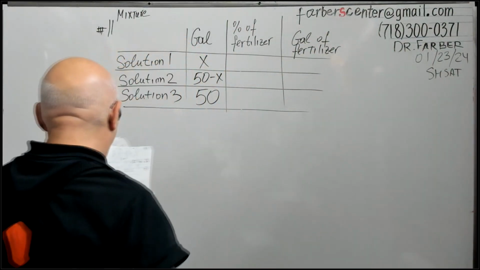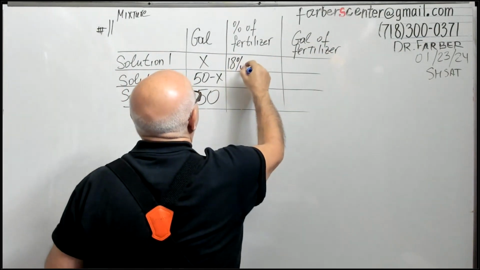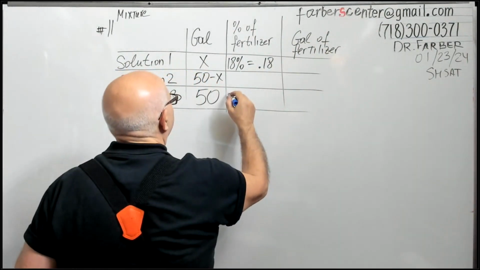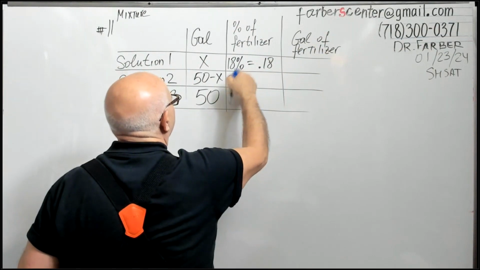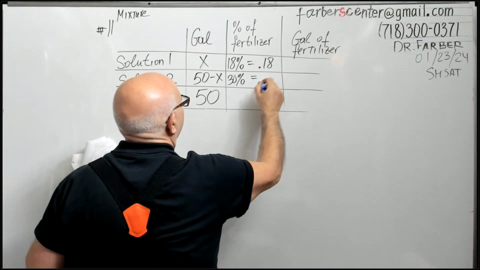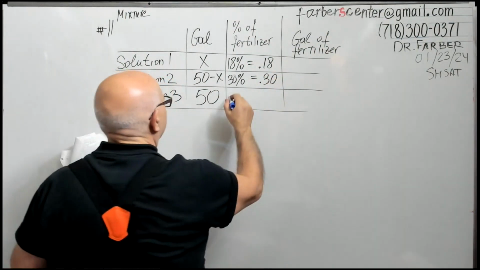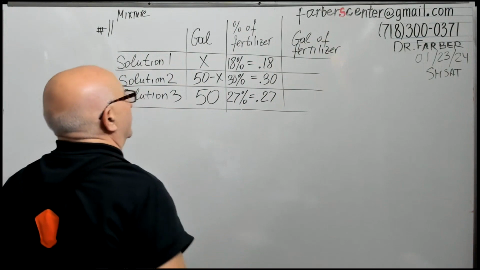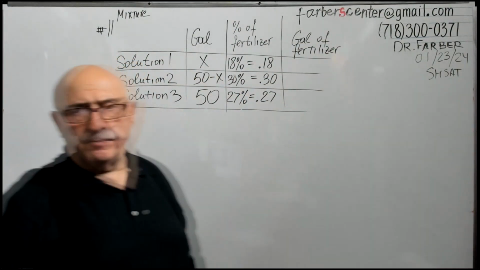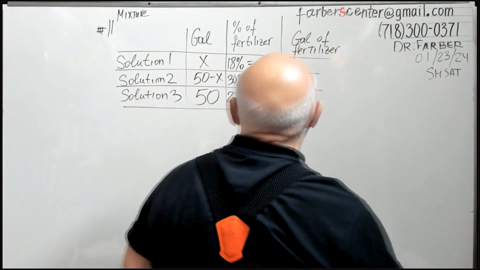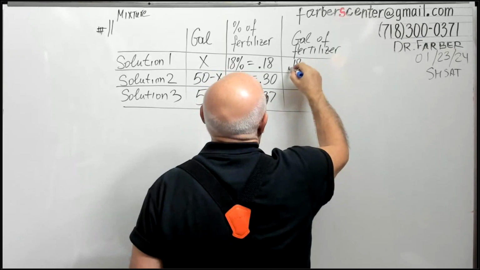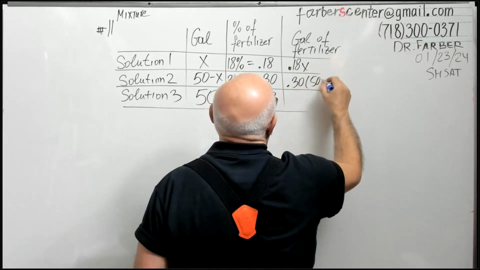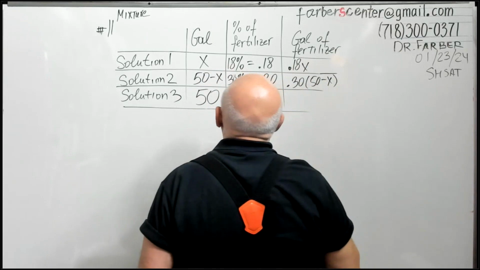Now, what about percentage? This 18%, convert to decimals, is 0.18. The second is 30%, which is 0.30. The next is 27%, which is 0.27. And this column is the product of these two. Any questions so far? It would be 0.18 times X. This is 0.30 times 50 minus X, and this is 0.27 times 50.